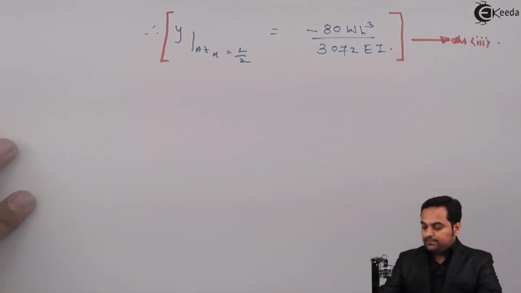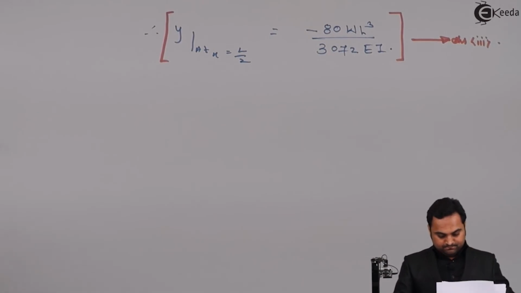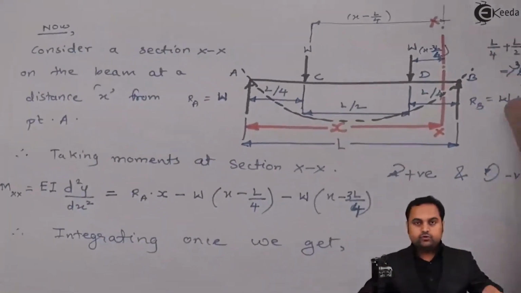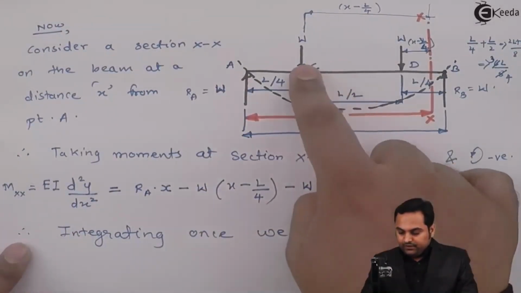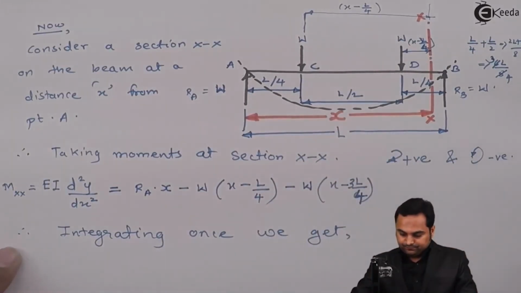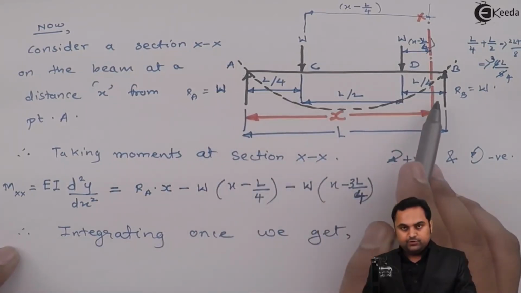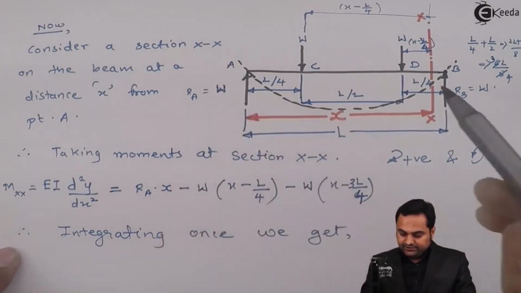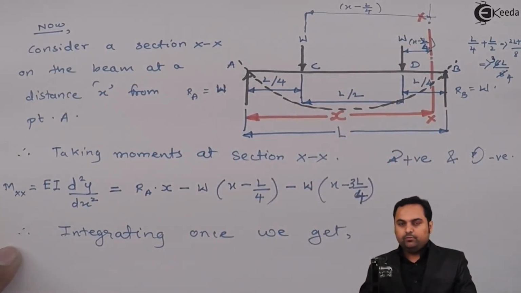our third answer. And if we look into the problem, the question was to find the maximum slope and deflection, and we have found out the maximum slope and deflection for the beam which was simply supported carrying 2-point loads at distance L by 4 from both the supports. And once we have calculated the maximum slope and deflection, we can say that the problem is completed.